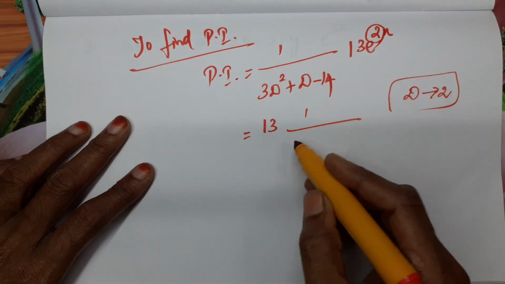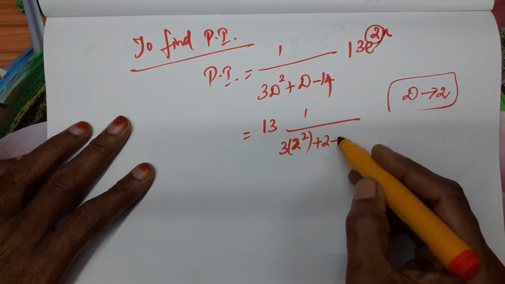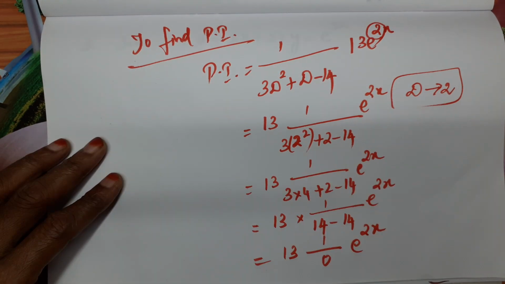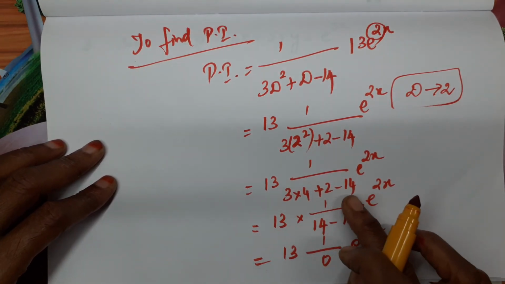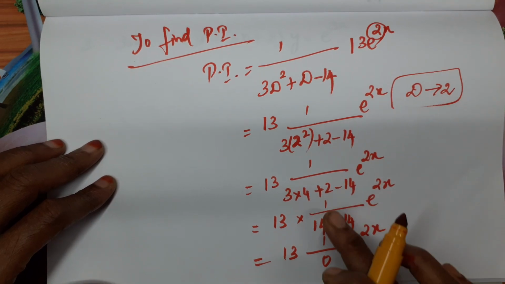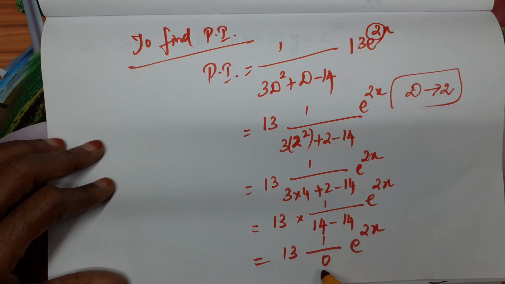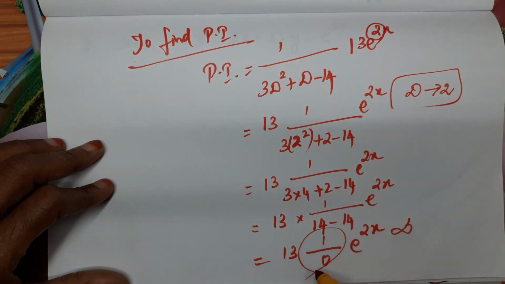So 1 by 3 into 2 squared plus 2 minus 14 into e power 2x, which is equal to 1 by 12 plus 2 minus 14 e power 2x, that is 1 by 14 minus 14, that is 1 by 0 e power 2x. Anything by 0 is infinity, right? So we are not able to proceed in this way. In these kinds of cases, we have to do an extra step. I'll explain how to do it.